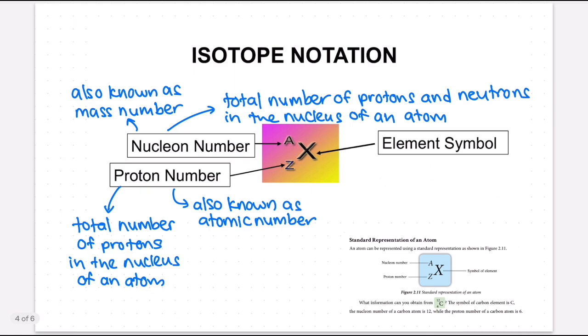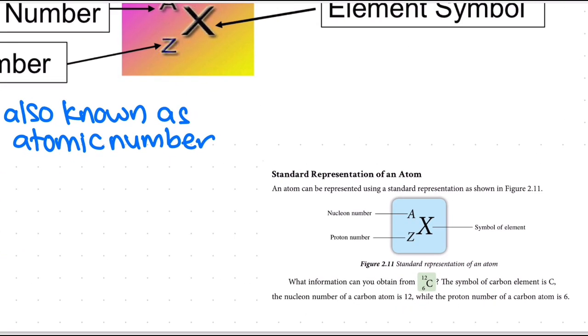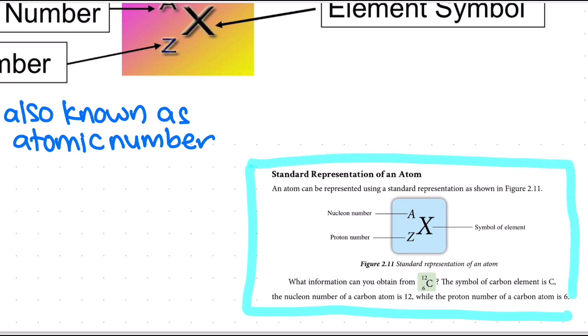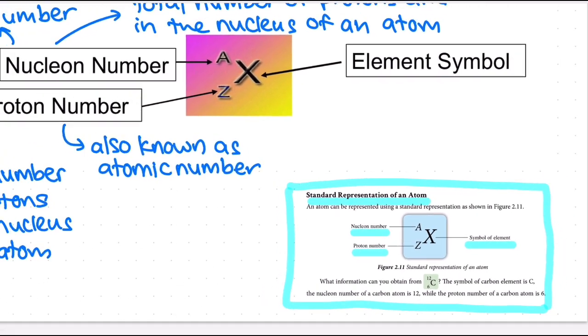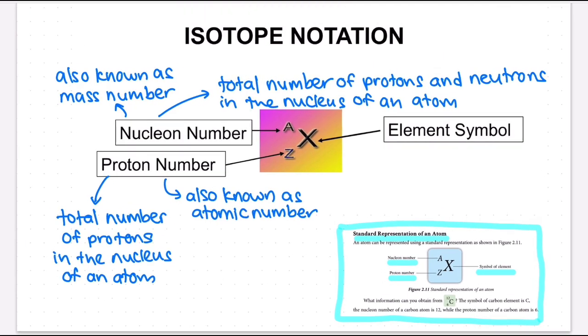So let's see what we had in our Form 4 textbook. As you can see over here, this was something that was given in your Form 4 textbook. We noted this earlier in Form 4 as standard representation of an atom, whereby X here represents the symbol of element, A represents nuclear number, and Z represents proton number. Since this is only limited to atom, we now use the term isotope notations for a wider application. So as you can see, it's actually the same thing. Element symbol X, nuclear number A, proton number Z.